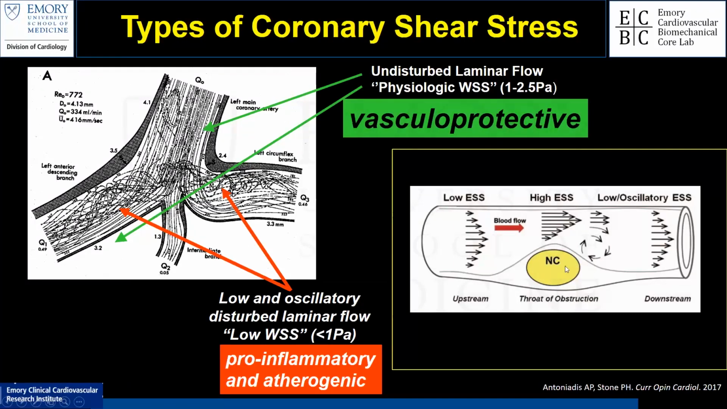Now, high shear zones often exist near the throat of obstructive lesions. These high shear zones can cause vulnerable plaque transformation. Based on both animal and human studies, we have defined low shear stress to be less than 1 Pascal. Oscillatory shear stress or very low shear stress is often defined as less than 0.5 Pascal, whereas the normal physiologic shear stress, which is vasculoprotective, is often between 1 to 2.5 Pascal.